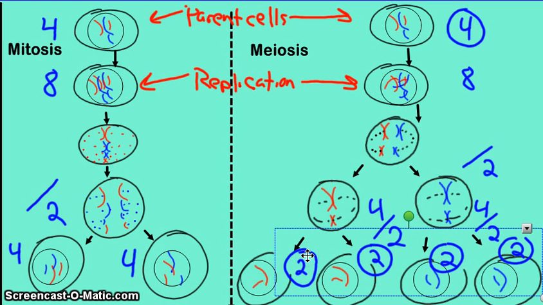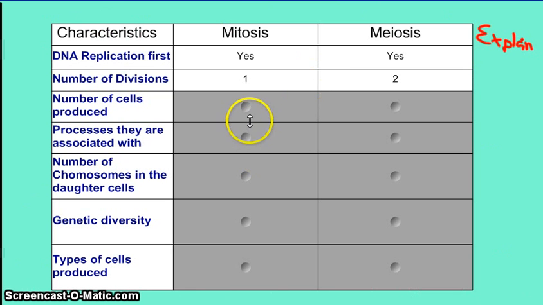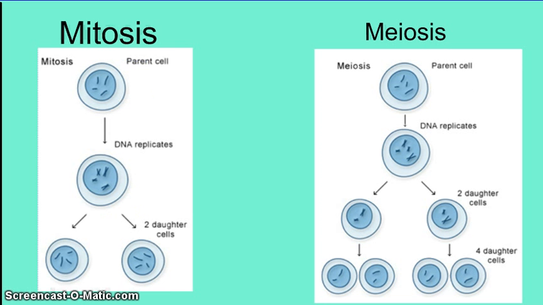Now I'm going to get rid of these numbers. Okay, number of cells produced. Mitosis creates 2 cells. Meiosis creates 4. We can look at our more generic diagrams for this one. You'll notice here, after you take 1 cell, you divide it 1 time, you're going to make 2 cells. In meiosis, you take 1 cell, you divide it once, you get 2, you divide those 2 cells again, you're going to end up with 4 cells. Okay?